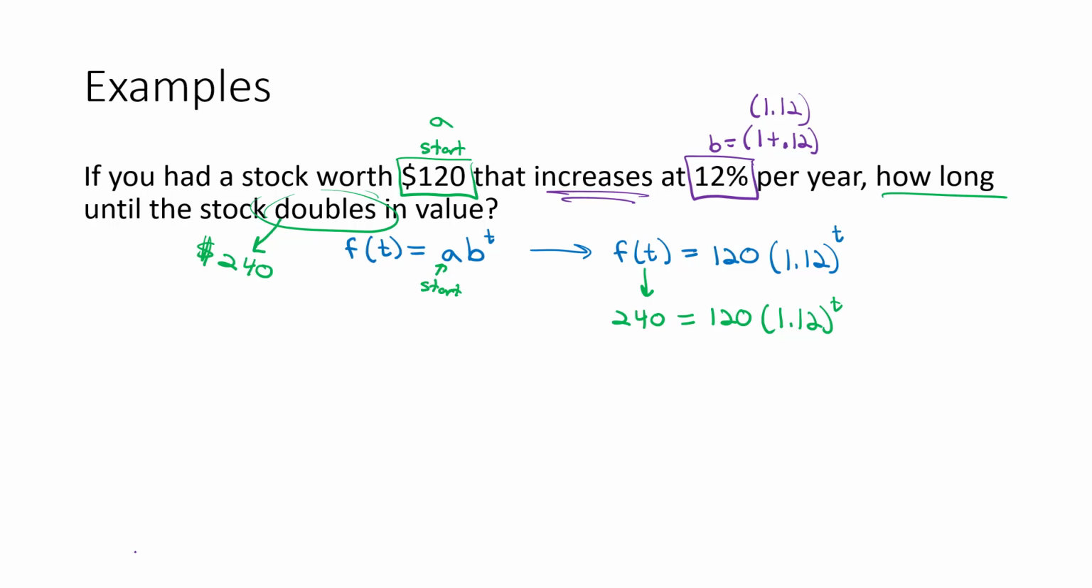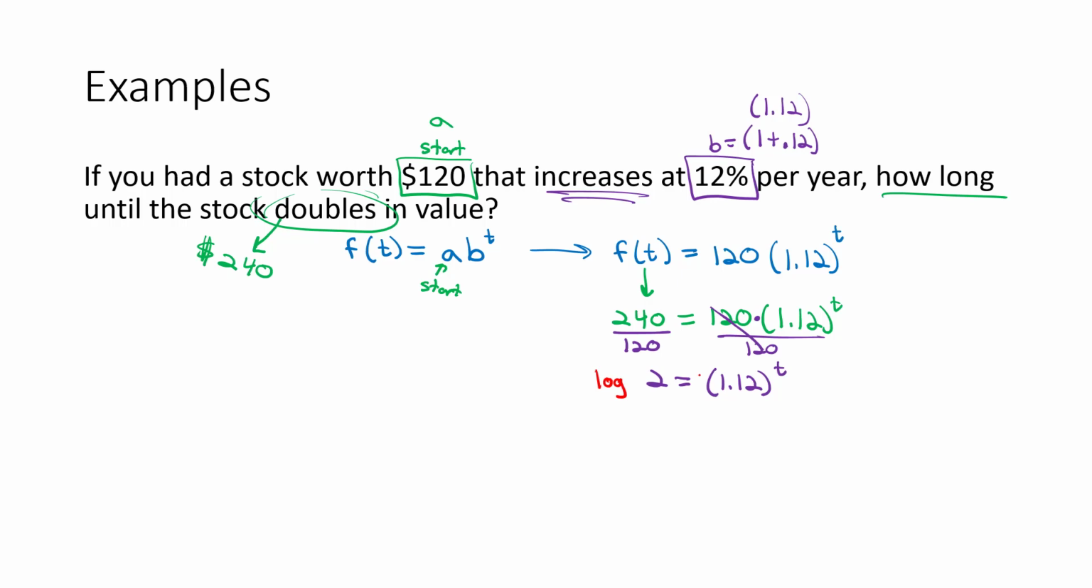We can solve this really quick with a logarithm. First, we know we have to get the exponent alone. Then we take the log of both sides. Right now the 120 is in the way, so we'll divide both sides by 120. When we do, we get 2 equals 1.12 to the t power.